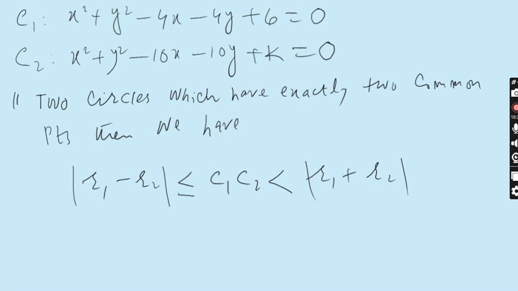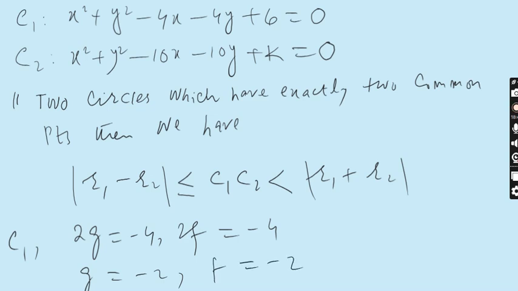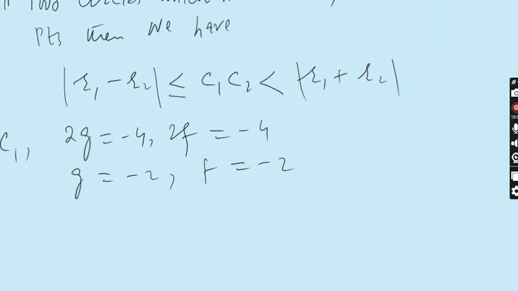Now, in order to find the range of values of k, first find the radius and center of both the circles. So C1: 2g equals minus 4, 2f equals minus 4, so g is equal to minus 2, f is equal to minus 2. Hence the center of circle C1 is (2, 2).